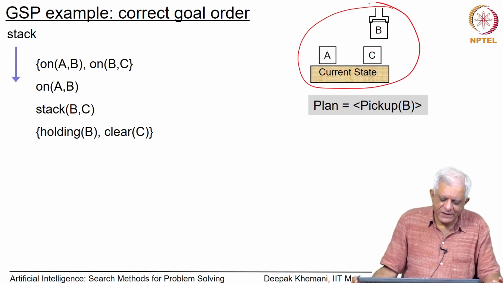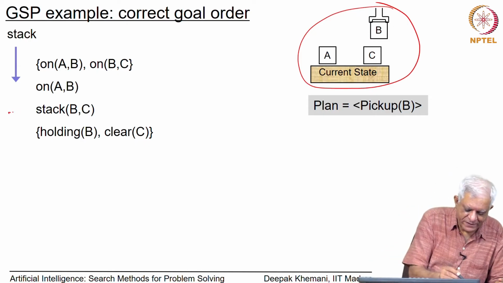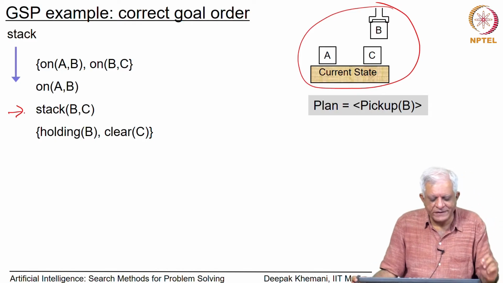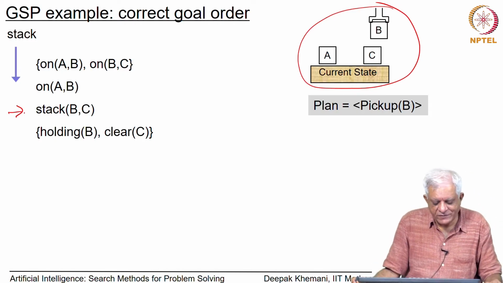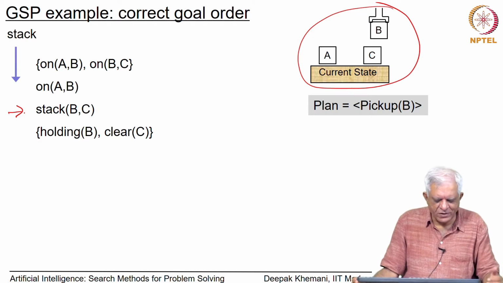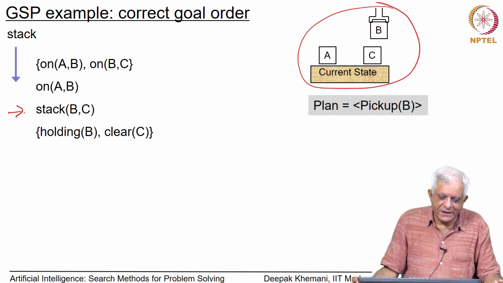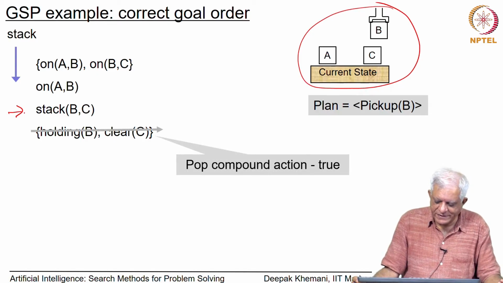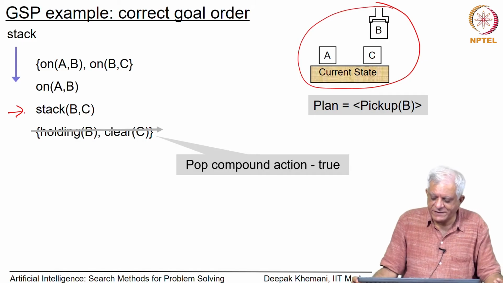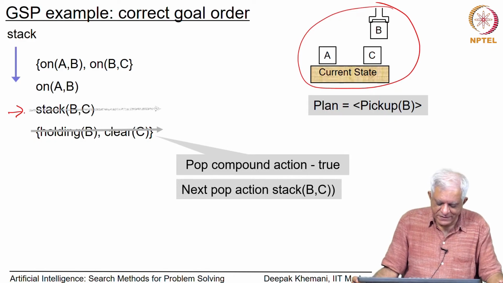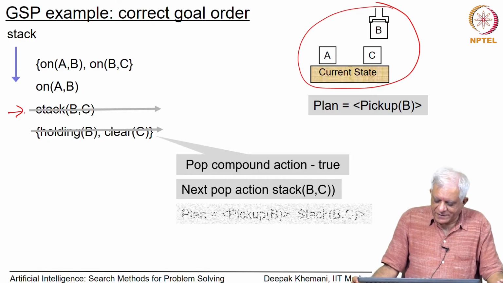Now, the preconditions required for the stack action that we originally thought of, the original relevant action, the last action for achieving the sub goal on BC in the plan, were holding B and clear C essentially. Pop the compound goal, as you can see in the current state you are holding B and there is nothing on top of C. So, now we can pop the second action, which is stack B on C, and add it to the plan.